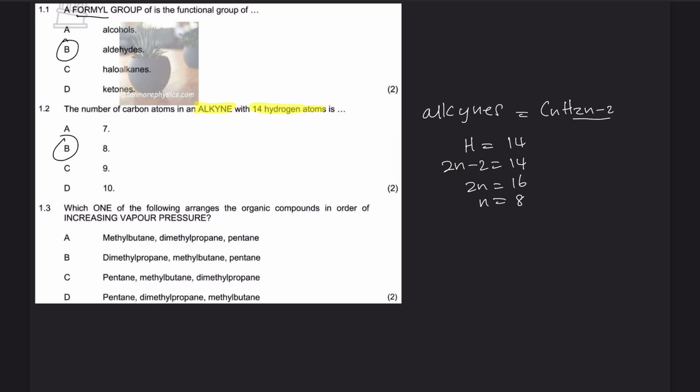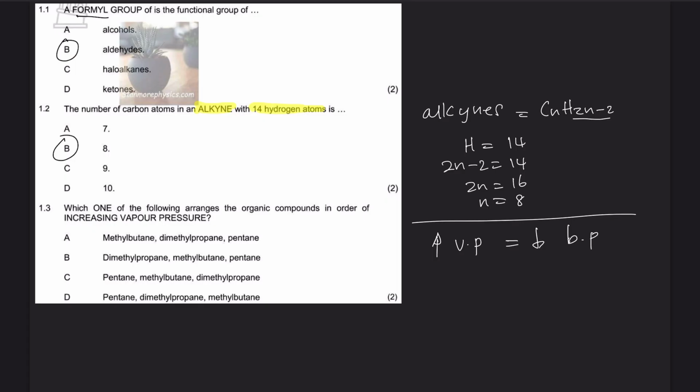Question 1.3. Which one of the following arranges the organic compounds in order of increasing vapor pressure? Okay, so increasing vapor pressure means decreasing boiling point. Remember, vapor pressure and boiling point are opposite each other. All right, let's look at these compounds. We have methyl butane, dimethyl propane, and pentane.